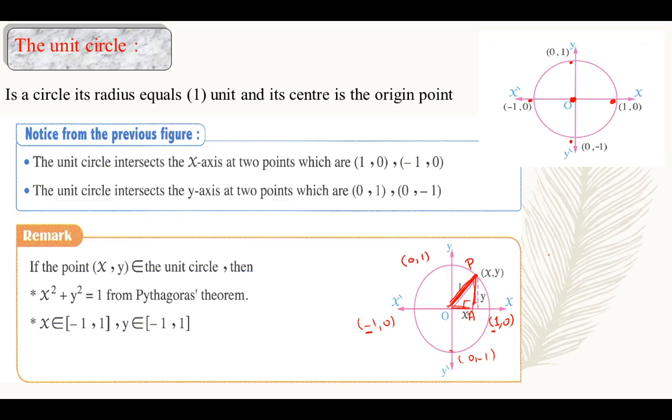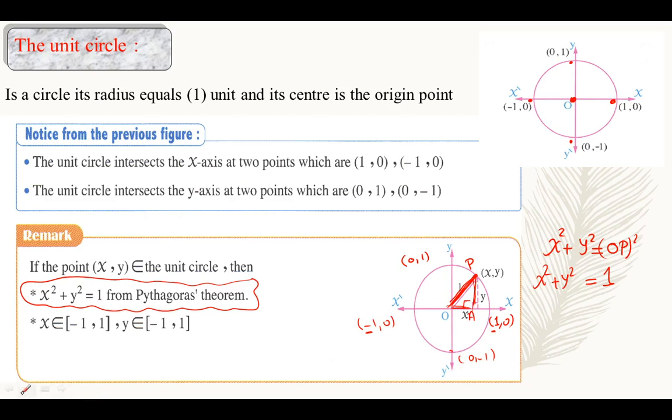Here is a very important rule in this lesson. What is it? By using the right angle triangle and Pythagoras theorem, you can show that x² + y² equals the hypotenuse squared. What is the hypotenuse? The hypotenuse is OB, squared. But OB is the radius of the unit circle, so x² + y² equals 1. This is an important rule in this lesson, from Pythagoras theorem: x² + y² = 1. And this rule we are going to use in solving the problems of this lesson.